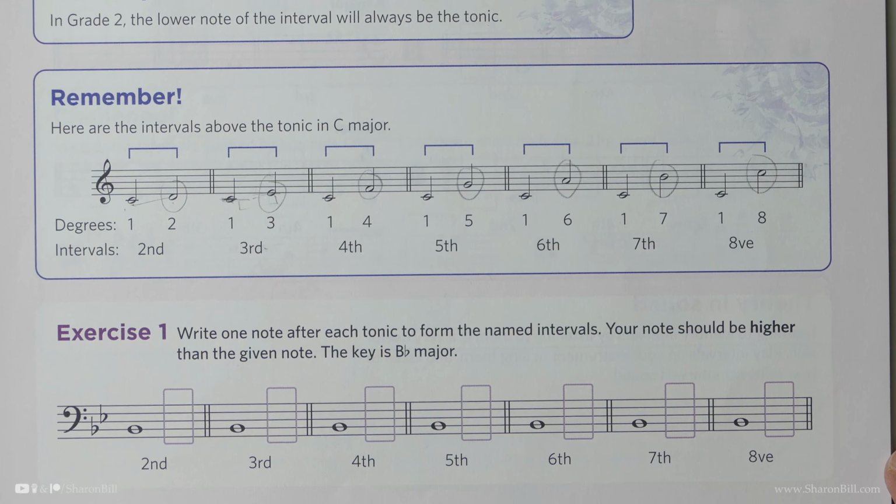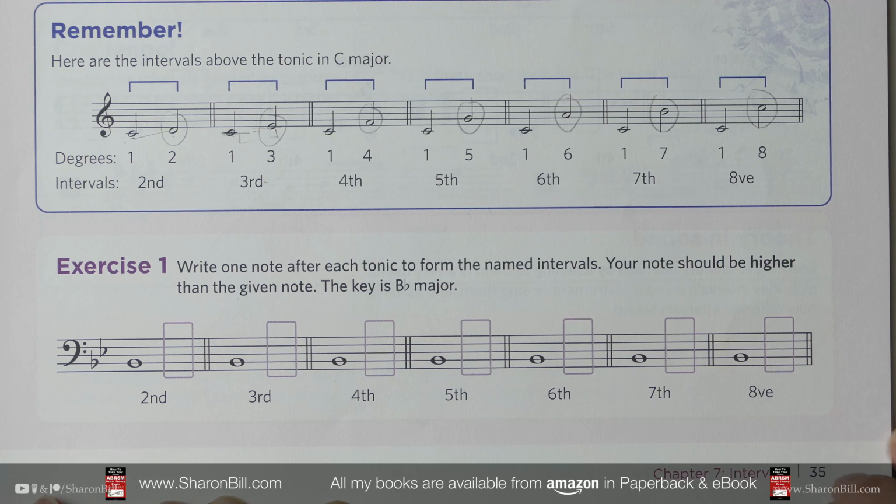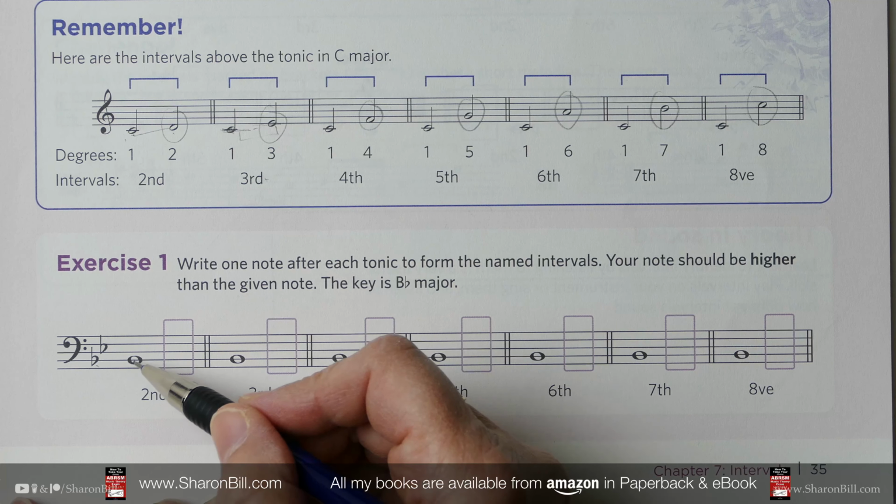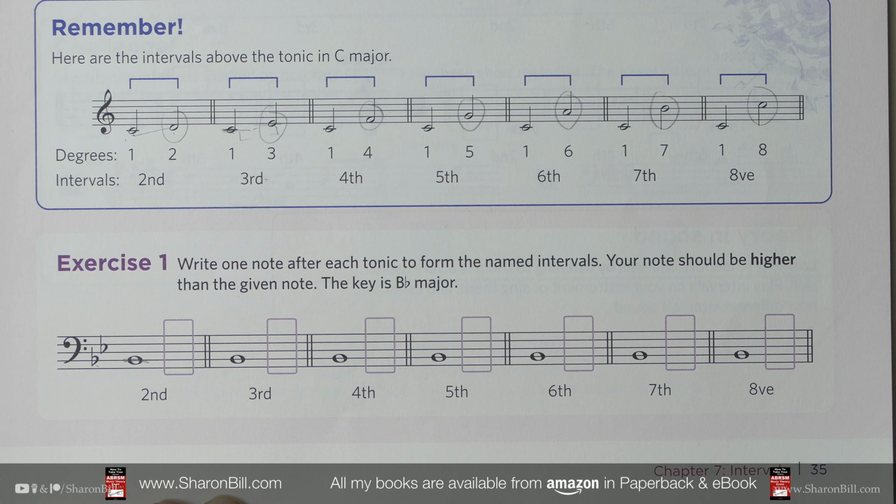And so let's now look at this. And so of course we can first of all tell that we're in the key of B flat major, and here's our tonic B flat in the bass clef.